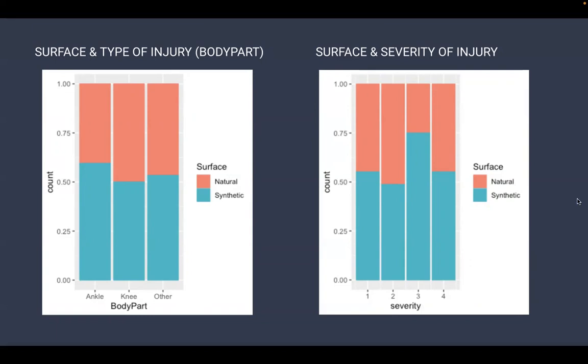I do hypothesize that playing surface does have an association with how severe injury is, level 1 being the least severe and level 4 being the most severe, just from some of my initial observations of the data.